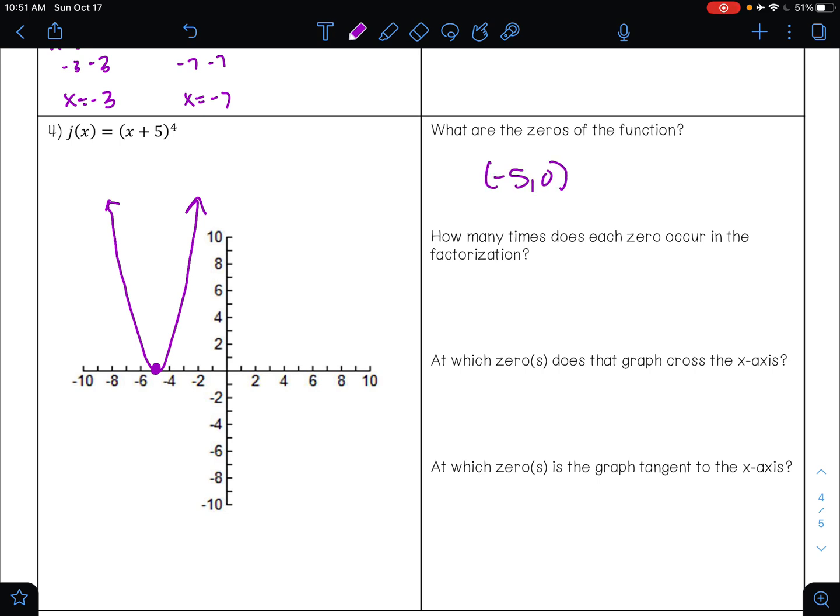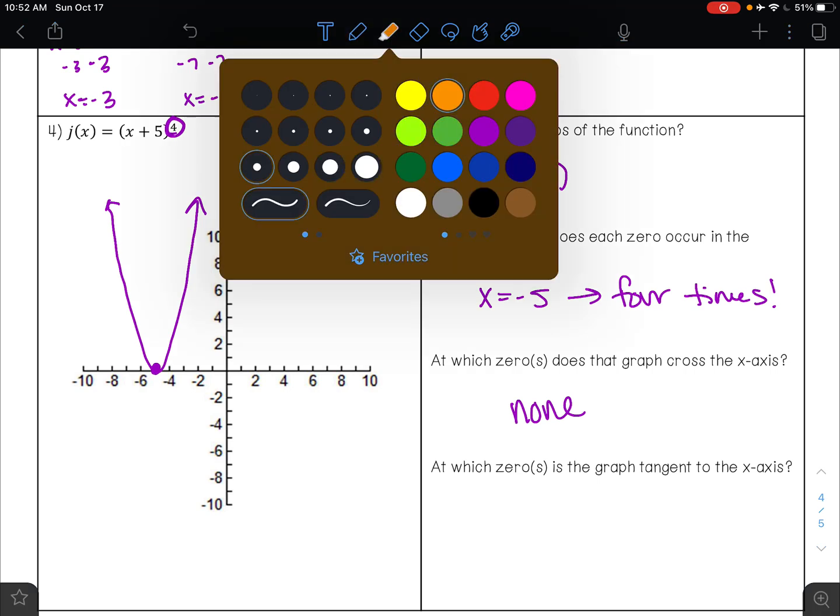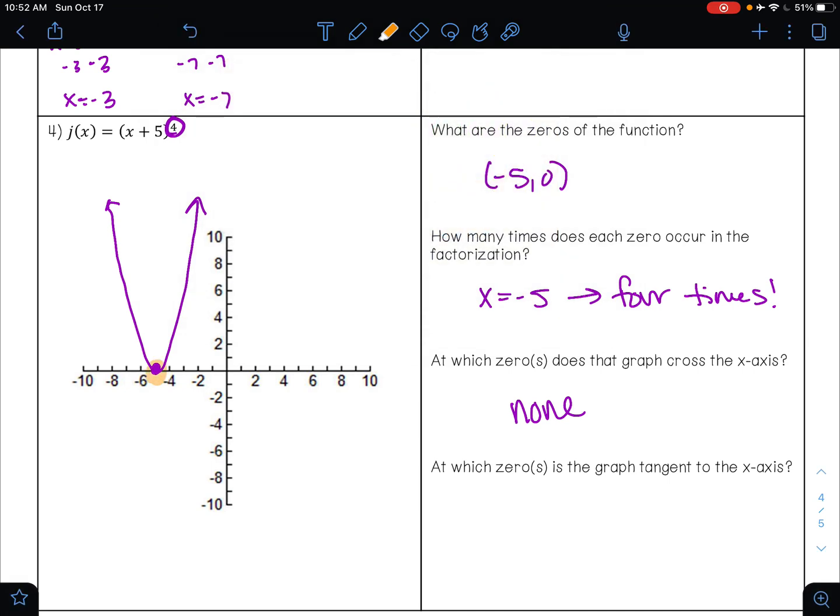And how many times does each zero occur in the factorization? Well, this one is happening 4 times. And that's because that exponent is 4. At which zero does the graph cross the x-axis? None. I'm never crossing my x-axis. But I am tangent to the axis because here we touch it and we turn around. And so that is at x equals negative 5.